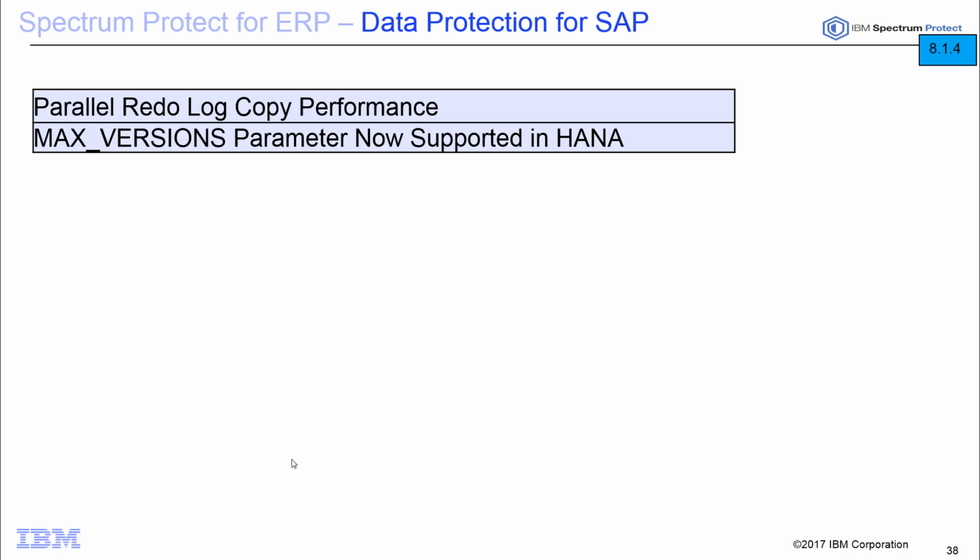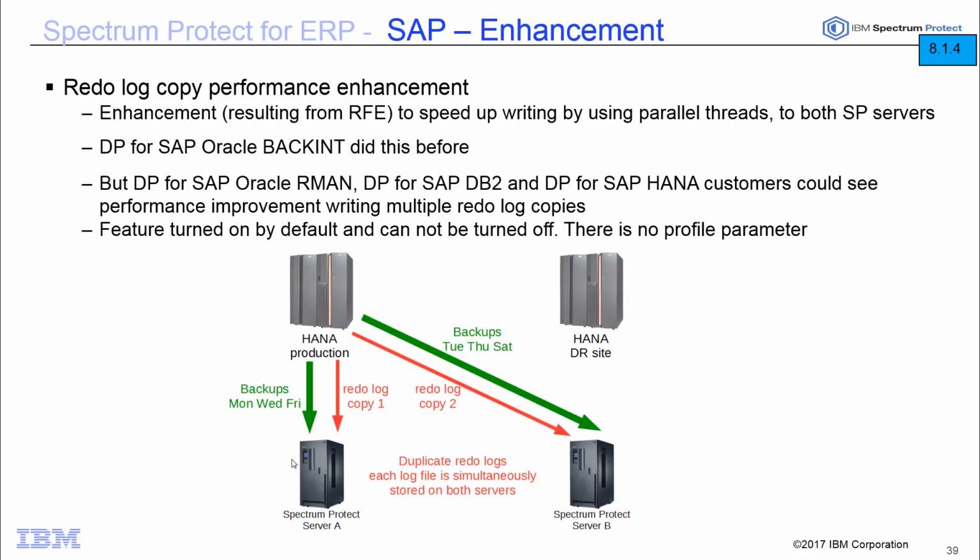So now I'd like to move on into a couple changes in Spectrum Protect for ERP, data protection for SAP. They include some improvement in the performance for parallel redo logs, and a new max versions parameter now supported in SAP HANA. So beginning in version 8.1.4, our developers have improved redo log copy performance to speed up the writing by using parallel threads to both Spectrum Protect servers.